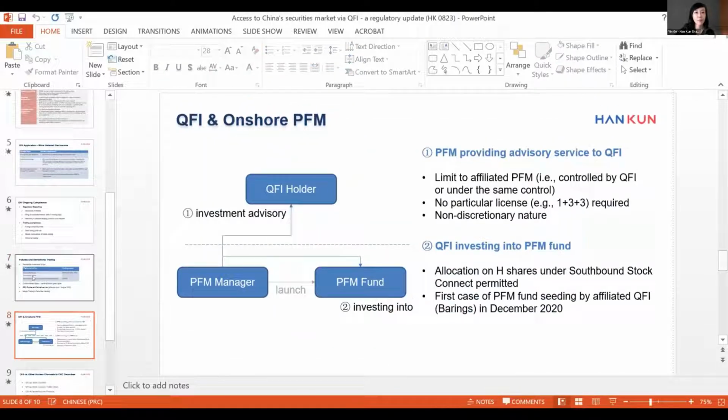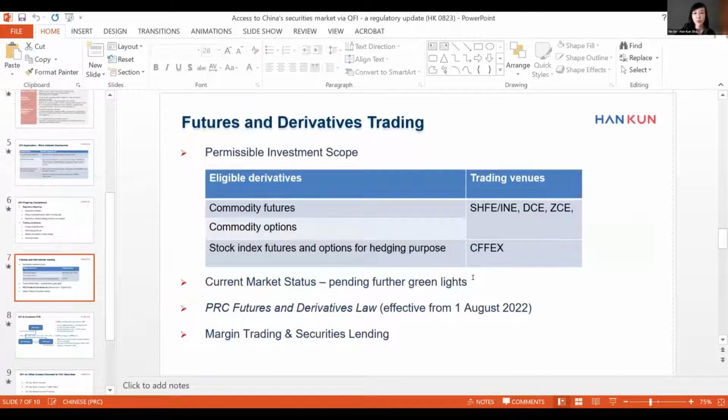And another point I would like to share here is that, on a related note, China just passed its futures and derivatives law earlier this year. This law took effect from August 1st this year, so just this month. And that is the very first futures law in China's legislation history. So that's a big thing.